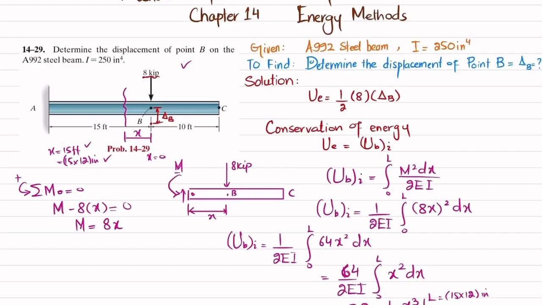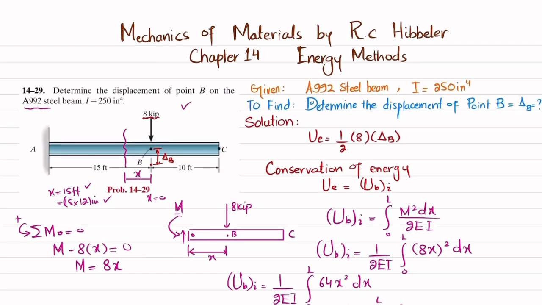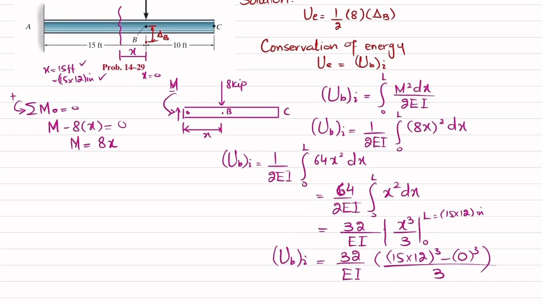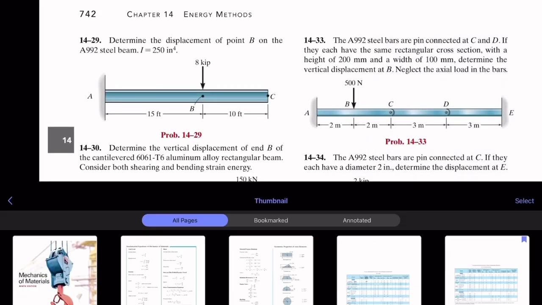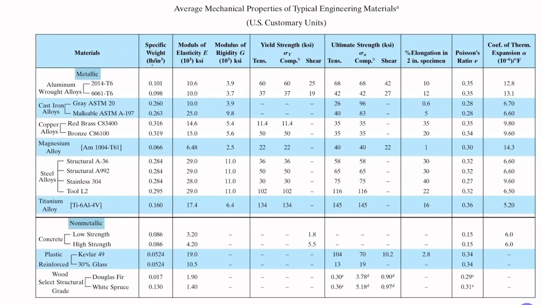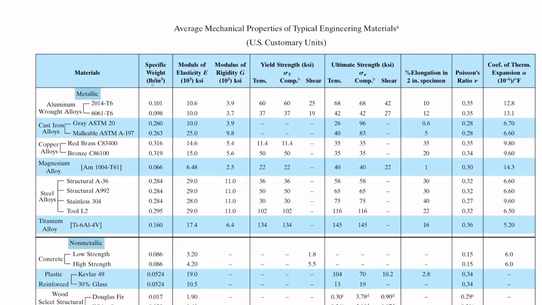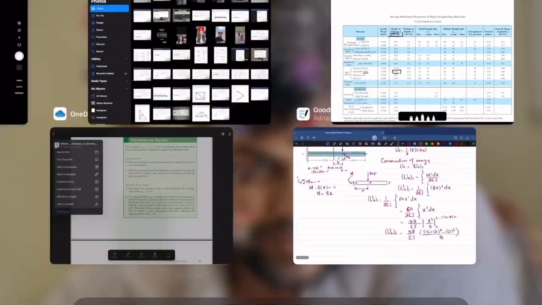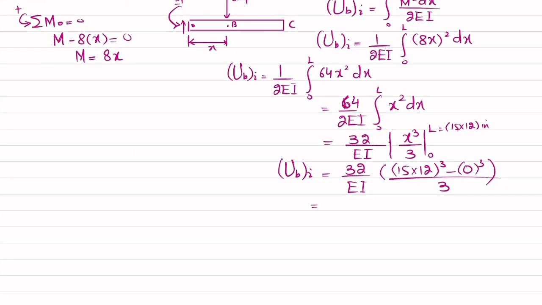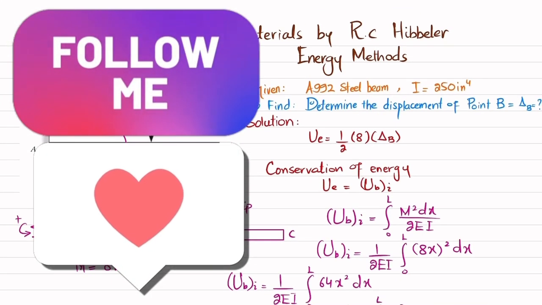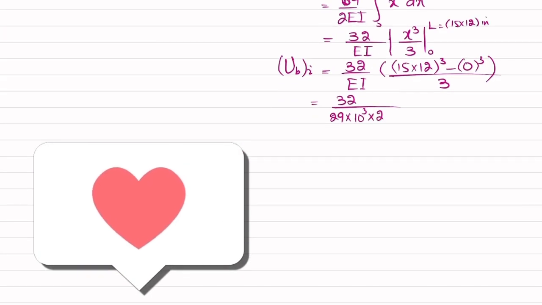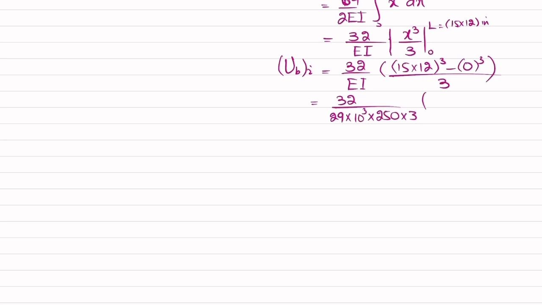Now what about E? We have been given A992 steel, so we know from the property table that the E value is 29 into 10 to the power 3 ksi. Let me show you here. We will go to the property table. This is the property table for US customary. You can see that for A992 steel, it is 29 into 10 to the power 3 ksi. So I will write it over here, the value of E. So 32 divided by 29 into 10 to the power 3 multiplied by I, which is given as 250. So 250 multiplied by 3 into (15 multiplied by 12) whole cubed.